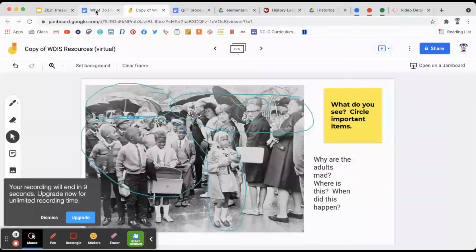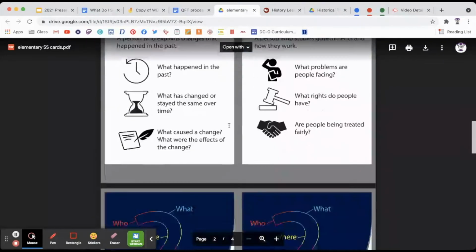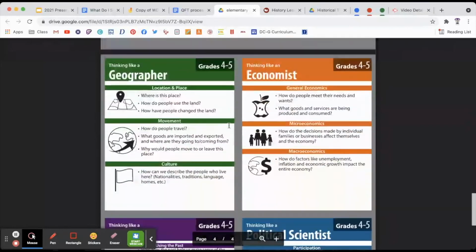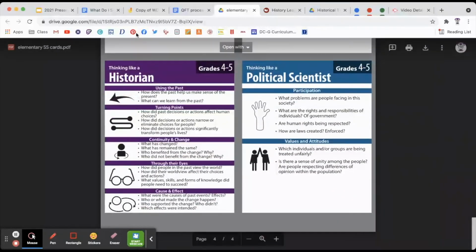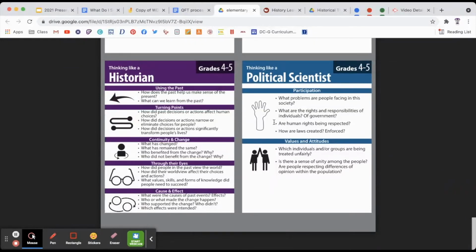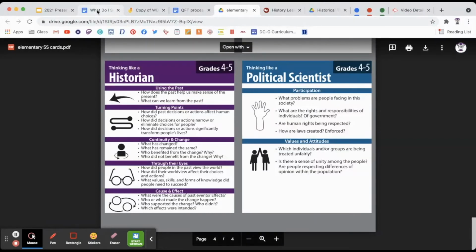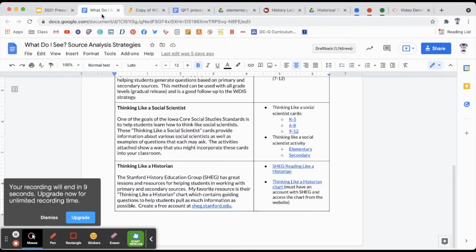There are additional elements to these cards as you get up higher in the grades. The 4th through 5th grade cards have a little bit more detail, a little bit higher level of questioning. And then the 6 through 8 and the 9 through 12 cards increase the amount of social scientists available, as well as some extra information about each social scientist.